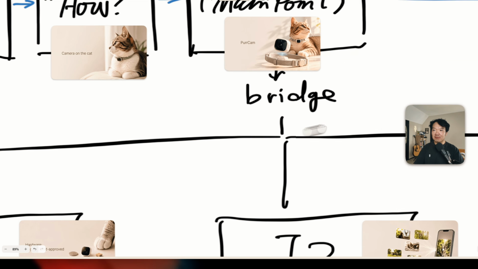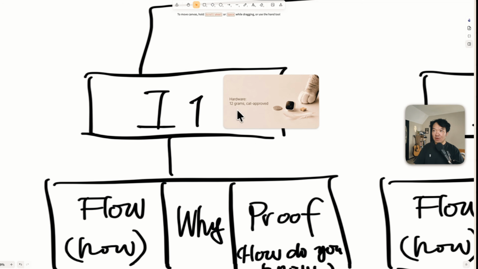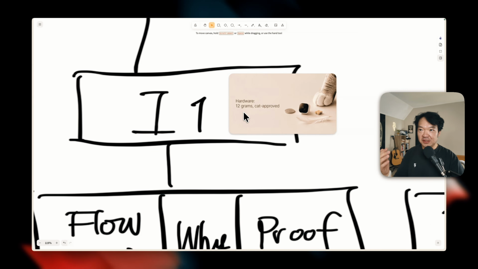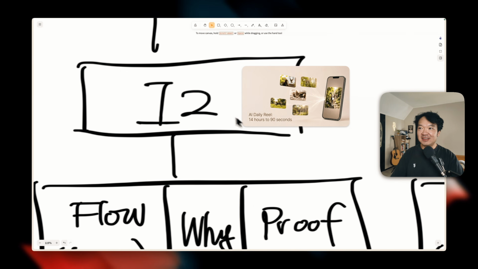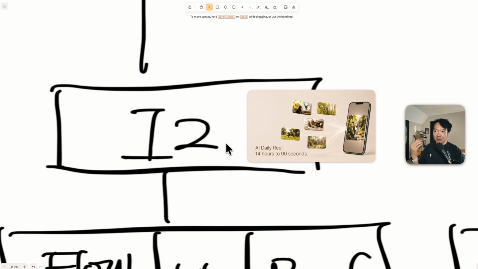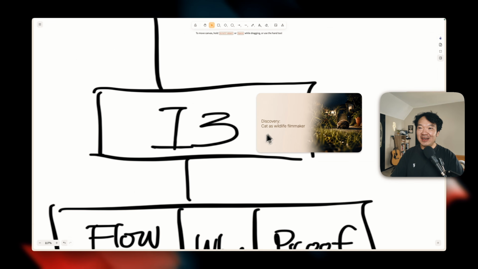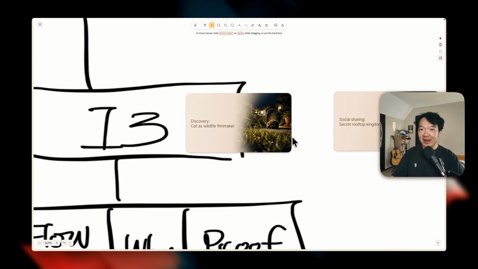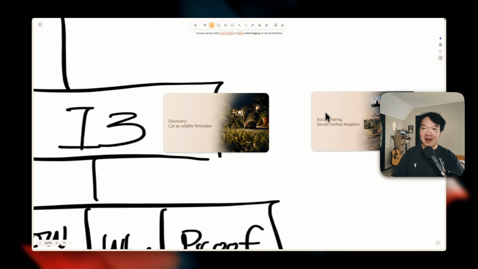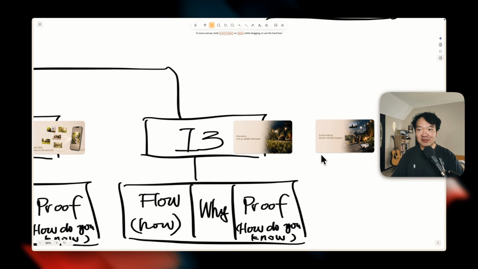And then after the brief sentence, they'll follow with feature 1. This is the hardware. This is one major selling point. It's cat approved. It's really light. And idea 2, which is selling point 2, is the AI daily reel. So it can just put everything to your server or somewhere on the cloud so that you can see. And idea 3 is, okay, cat can be a wildlife filmmaker, can help you find something, and also can share something from the rooftop or somewhere. So could be quite interesting.